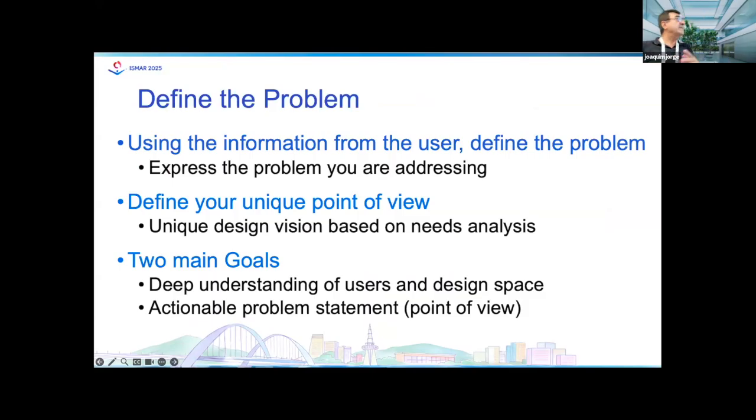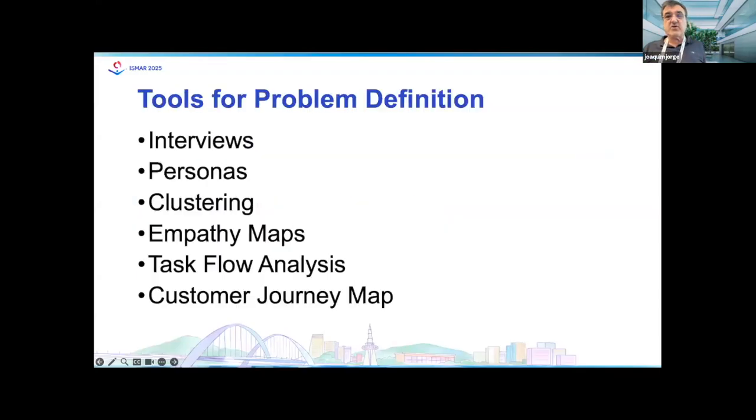And then what do you do with all this information? Try to define the problem, define your unique point of view, explain your design vision, and try to get a good understanding of what kind of people will be using your app, and what the design space is. Are you going to design for augmented reality, virtual reality, or mixed reality? And design an actionable problem statement expressing your point of view.